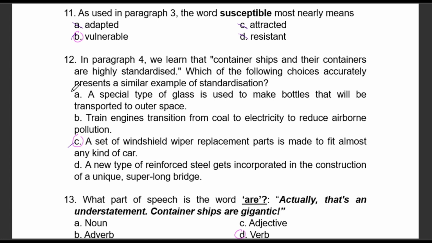So let's see why the other answers don't fit. A. Special glass isn't about making something standard for many uses. B. Switching fuels is about changing technology, not making things standard. D. A unique bridge is not about making things uniform.